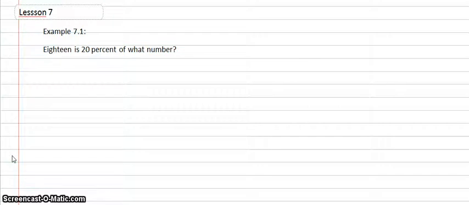In Lesson 7, we're looking at percentage problems and equations from geometry. The first example is a word problem using percent. It says 18 is 20% of what number? So we have 18 equals 20%, which is the same as 20 over 100, and then that would be multiplied by some number.